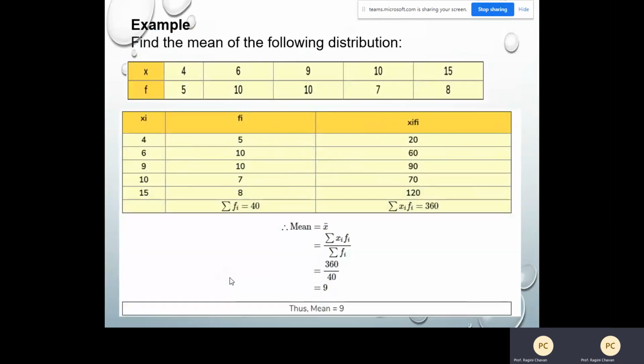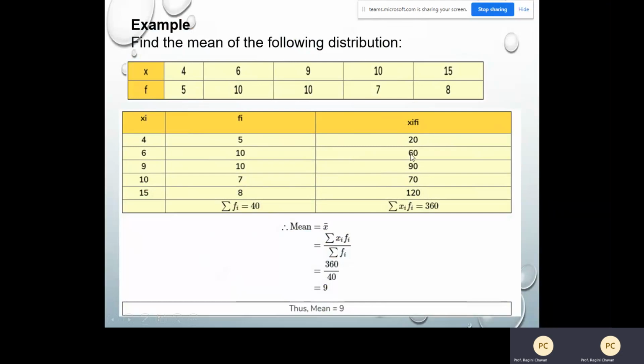For example, we can see this is the discrete frequency distribution, or ungrouped data. In that we are having data in the form of xi's and fi's. Xi's values are from 4, 6 to 15 and frequencies are given for corresponding value of x. So to calculate arithmetic mean for this data, we need to add one more column, which is product of xi fi.